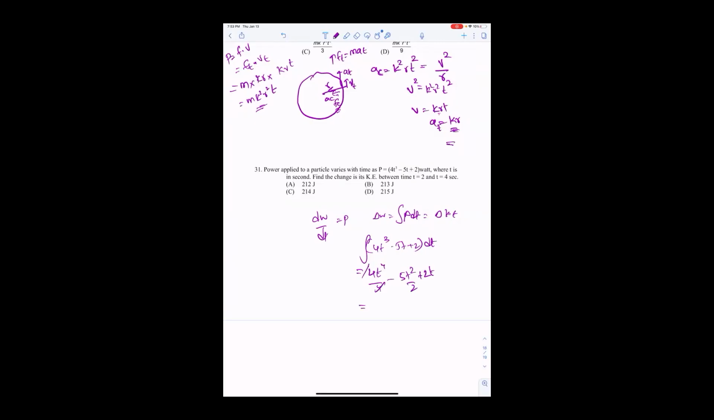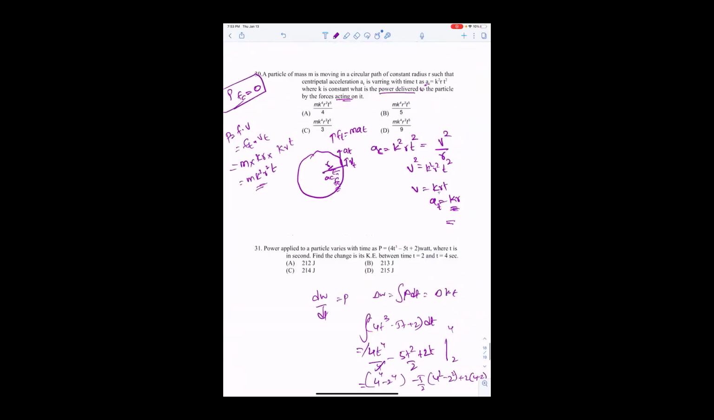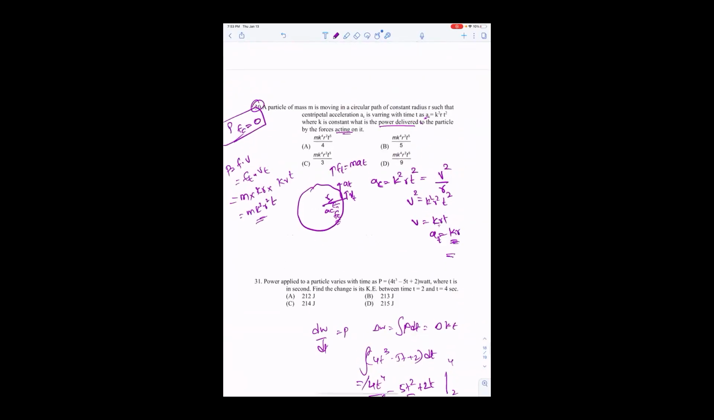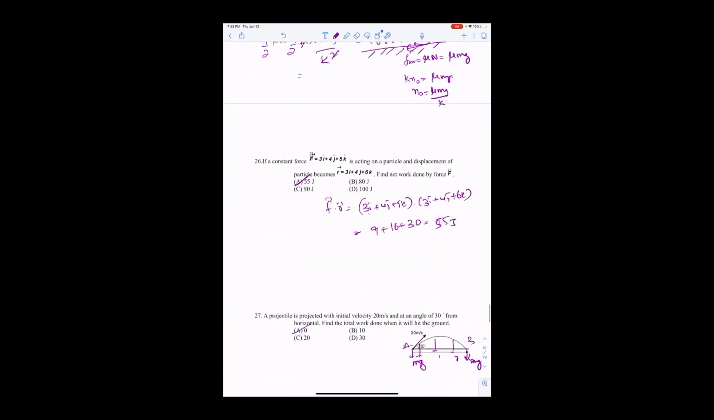Substitute this. t varies from 2 to 4. So 4 power 4 minus 2 power 4, minus 5 by 2 into 4 square minus 2 square, plus 2 into 4 minus 2. Right? Simplify this, you'll get the answer. So let us see, this was the 30th one, and there's another question, I guess.